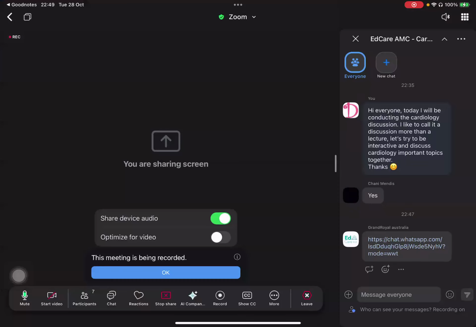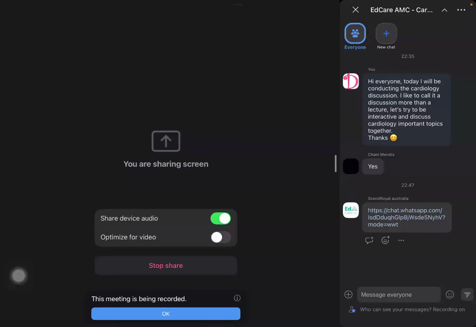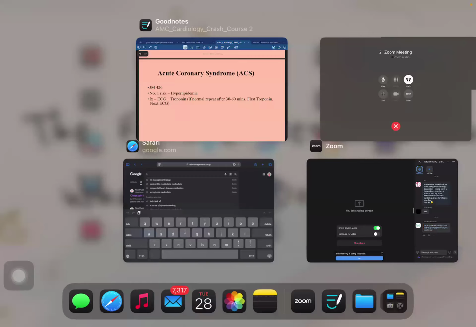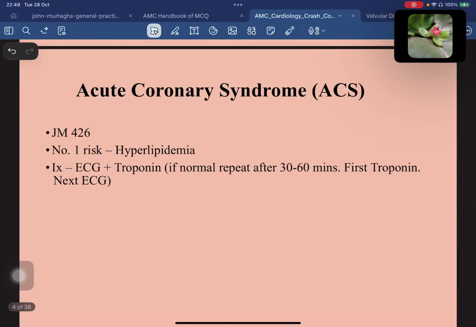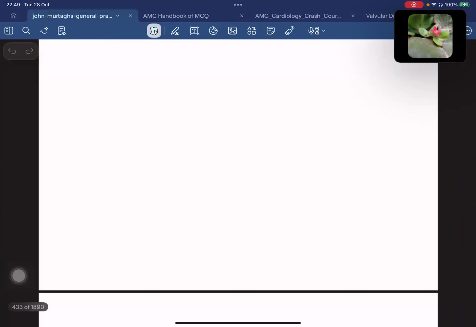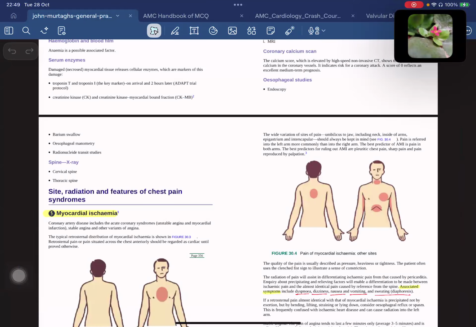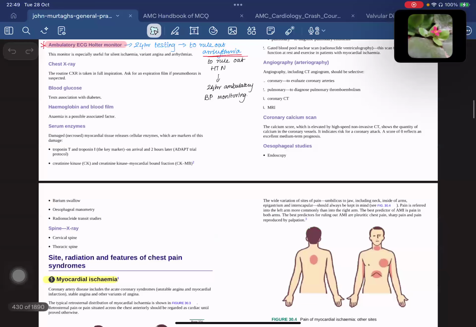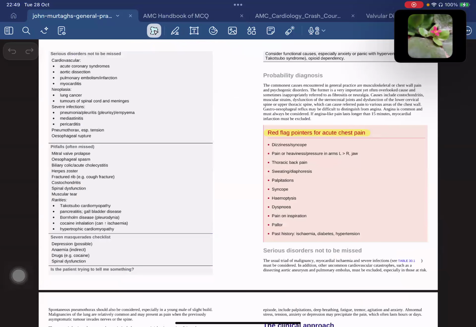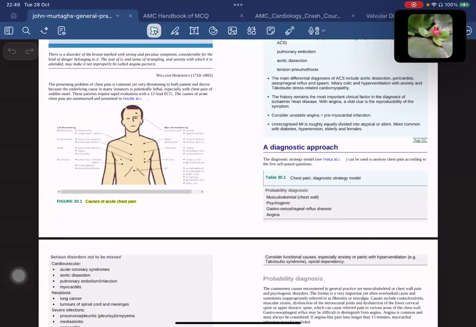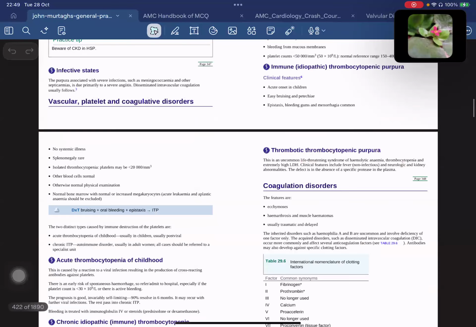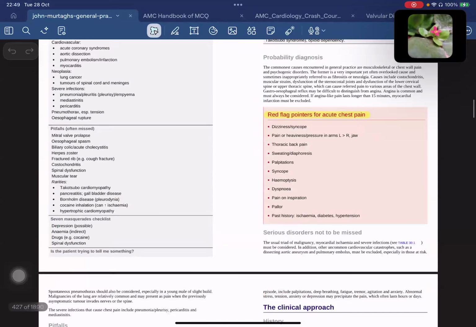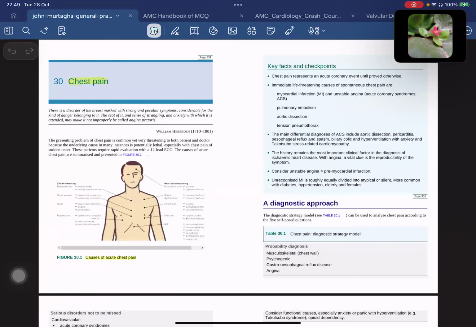Oh yes, we have the chat shared there as well. So I'll just show you all. This is my John Murtagh book. I didn't have it as a hard copy and I couldn't find it, so I downloaded it to my studying device, which is my iPad. You can have it on your phone or laptop or anywhere. I had bookmarked all the important topics, and this is basically chest pain.